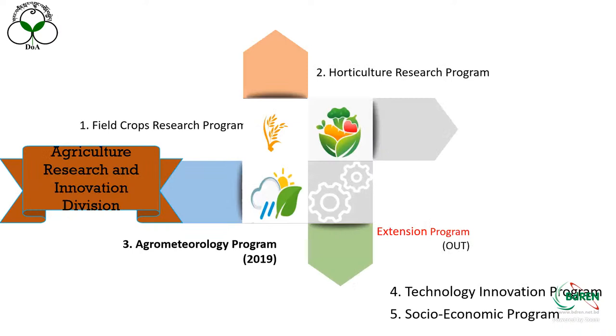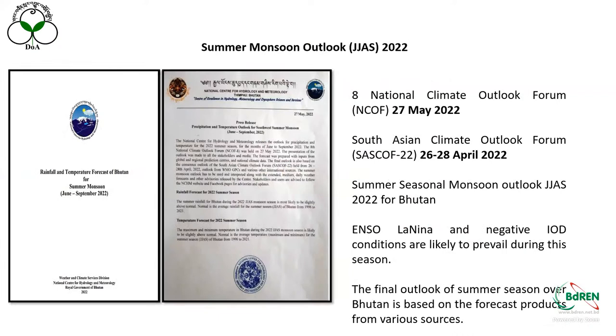So basically, the AgroMet program, which is under the Agriculture Research and Extension Division, which has now been renamed the Agriculture Research and Innovation Division, is one of the five programs that the division is implementing. So we have the Field Crops Program, the Horticulture Research Program, the AgroMet Program, the Technology Innovation Program, and the Socioeconomic Program.